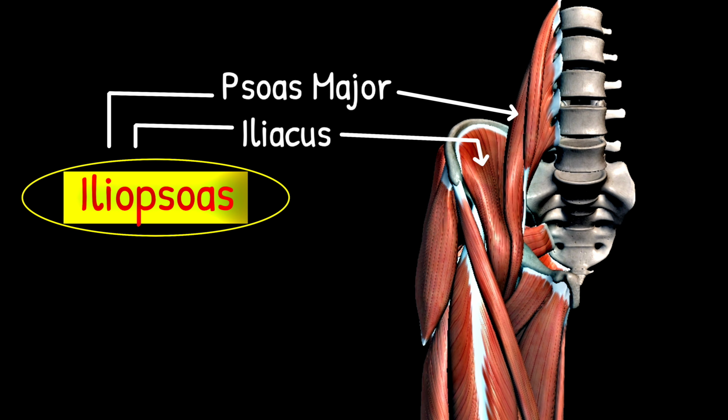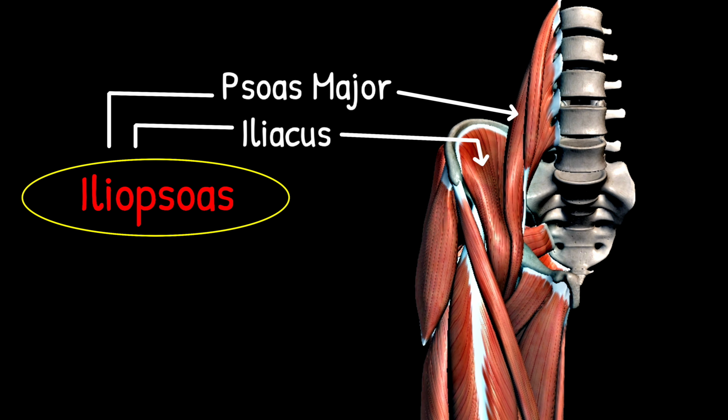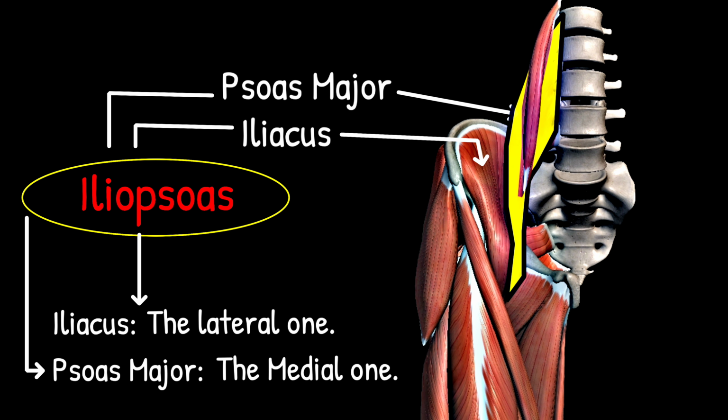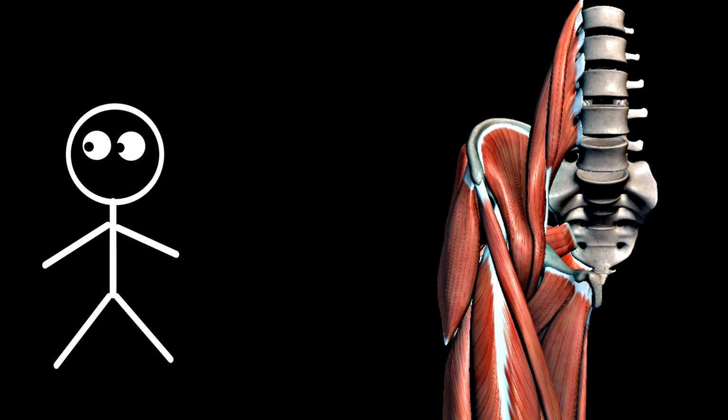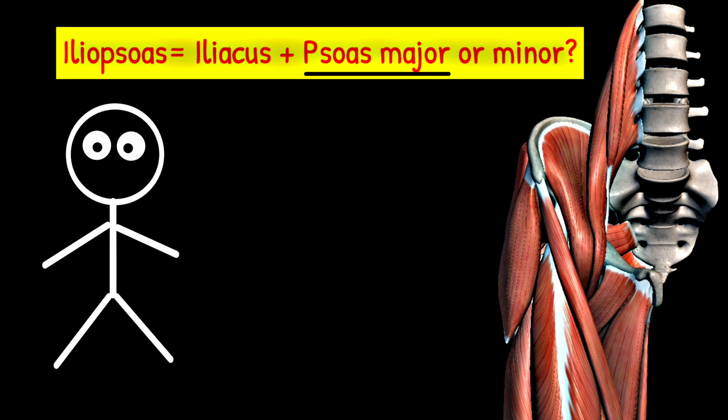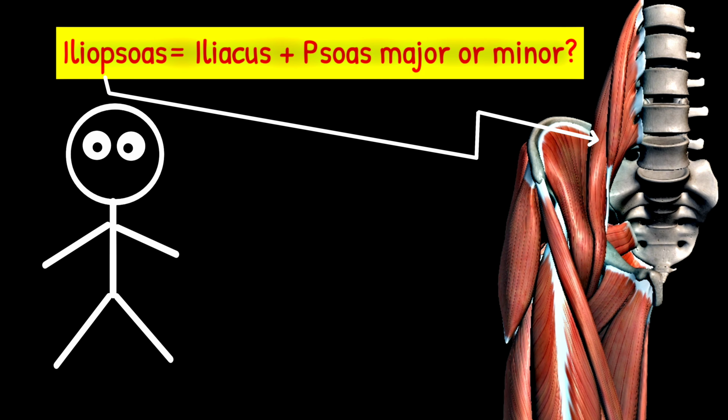Actually, the Iliopsoas is considered more as a single muscle having 2 parts: Iliacus, the lateral one; Psoas major, the medial one. Most students are confused regarding whether the Psoas major is part of the Iliopsoas group or the Psoas minor. So don't forget this: that Iliopsoas includes Psoas major with the Iliacus.